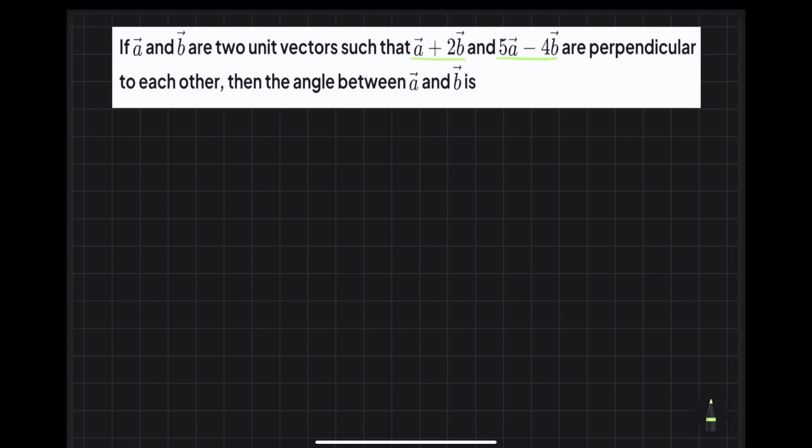So look at this. Whenever they talk about perpendicularity of two vectors, two lines, or two planes, we should think about dot product, because in dot product we use cos theta and theta becomes 90, so cos theta will produce 0. So if vector a plus 2b dotted with 5a minus 4b is perpendicular, this means its dot product will be 0. And we need to find out the angle between a and b.